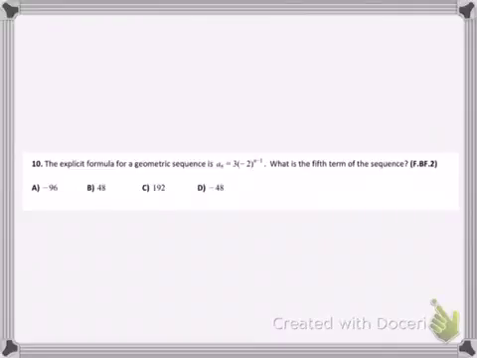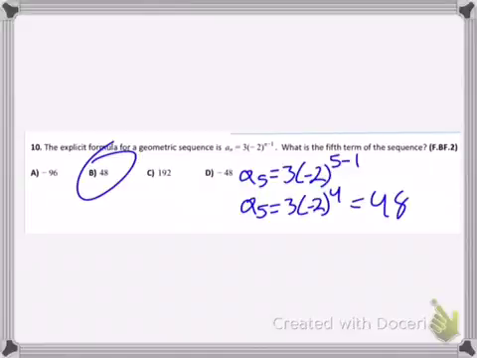What's the formula for geometric sequences? A sub n equals 3 times negative 2 raised to n minus 1. What is the 5th term in the sequence? Here we plug in 5 for n. 5 minus 1 is 4. 3 times negative 2 raised to the 4th power is 48.